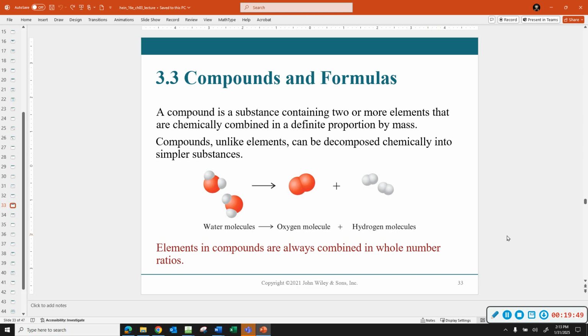And it's always whole number ratios. You never have like H1.50. You don't get half an atom reacting with another atom.